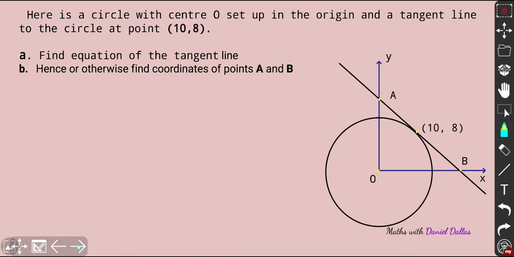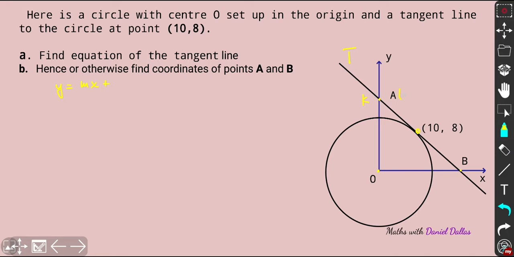First of all, you need to find the equation of the tangent line. I'll mark the tangent line as t, and we'll be working towards getting its equation. As you notice, this tangent line shares the common point (10, 8) with the circle. To find the equation of the tangent line, we need to set up the equation in gradient-intercept form, mx plus c, but for simplicity I'll use different letters. Let's say k is going to be the y-intercept.